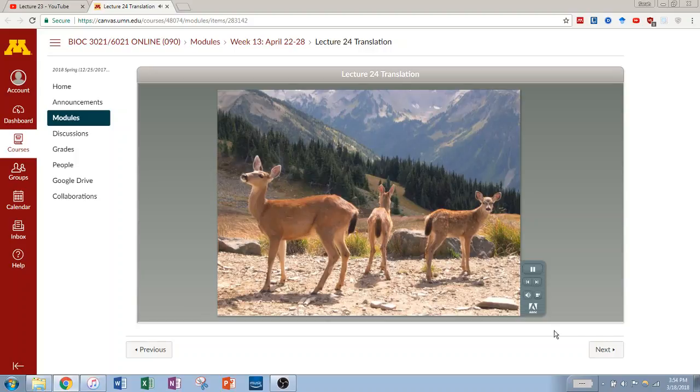Many of the deer in the Olympic National Park are so tame you could feed them by hand. But don't try it or the park rangers will fine you. This mama and her fawns were running around the parking lot at Obstruction Point.